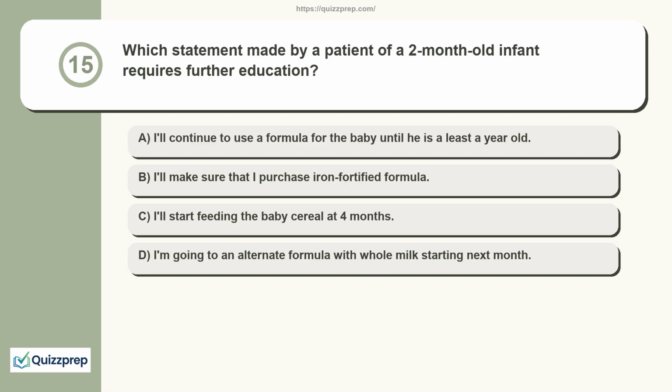Question 15. Which statement made by a patient of a 2-month-old infant requires further education? I'll continue to use a formula for the baby until he is at least a year old. I'll make sure that I purchase iron-fortified formula. I'll start feeding the baby cereal at 4 months. I'm going to alternate formula with whole milk starting next month.